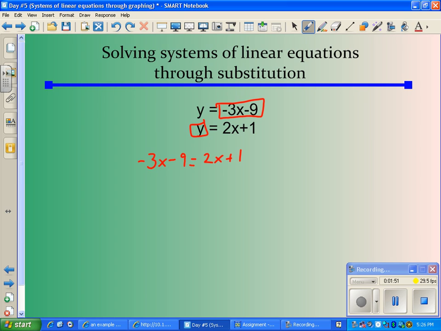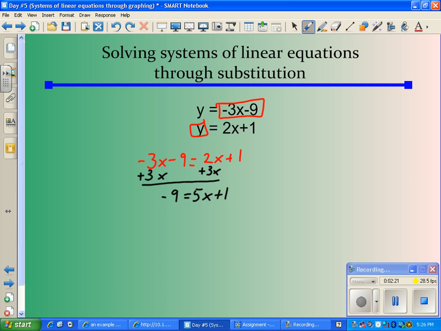From here, we just want to look, can we combine any like terms on the left side or the right side? And the answer would be no. So my thing is, if I can get rid of negative x's, I'm going to do that. So to get rid of a negative 3x, we can add 3x to both sides. Okay, that cancels. We're left with a negative 9. So 2x plus 3x gives you 5x.